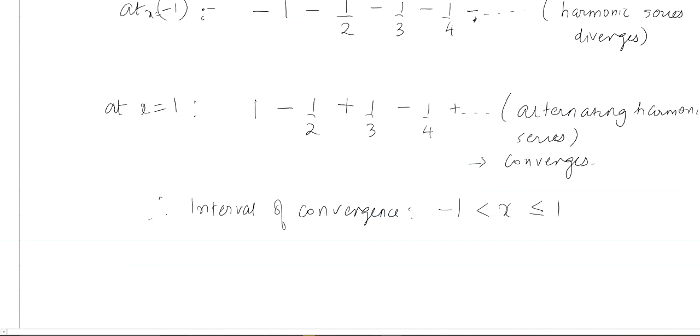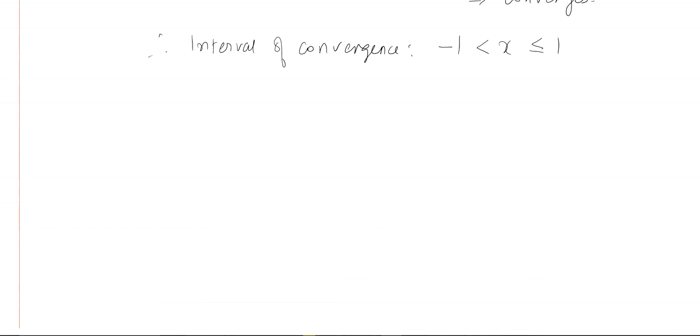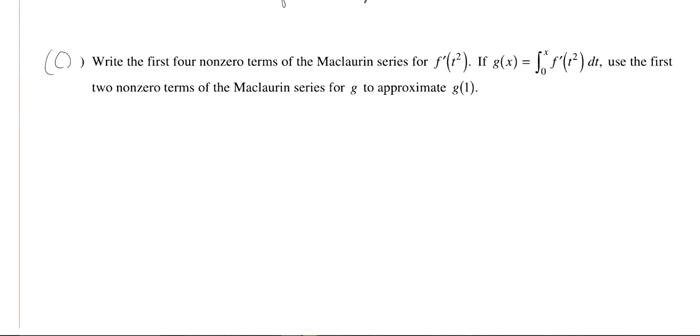Now let's go on to the next part of the question. In this part, it wants us to write down first the first four non-zero terms of the Maclaurin series of f prime of x squared. Once we have that, then we'll do other things. So first, let's once again write down what f of x was. The f of x for our series was equal to x cubed minus x to the 6 over 2 plus x to the 9 over 3 minus x to the 12 over 4 plus dot dot dot.